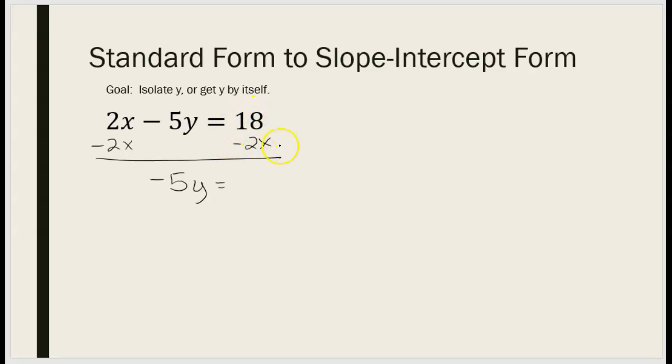Now over here on the right side, just like in the last problem, 18 and negative 2x are not like terms, so we are going to have to write those as two separate terms of the expression on the right-hand side. Okay, so that's what we have so far.